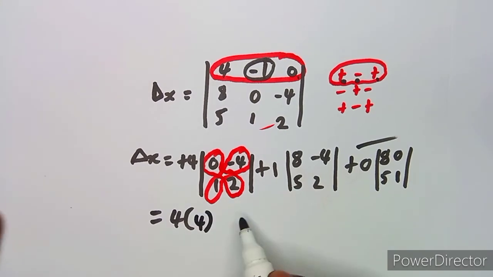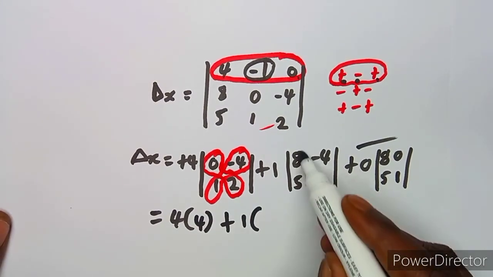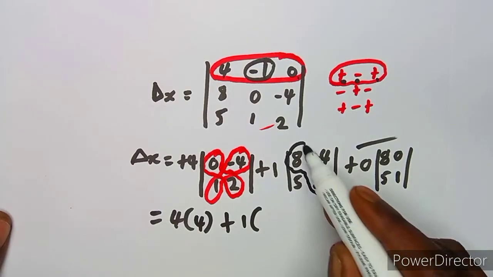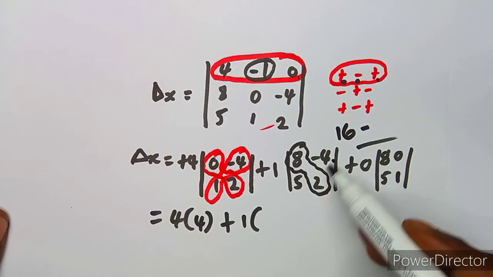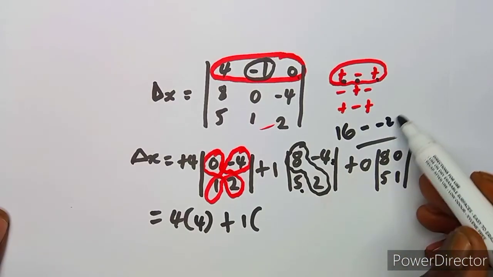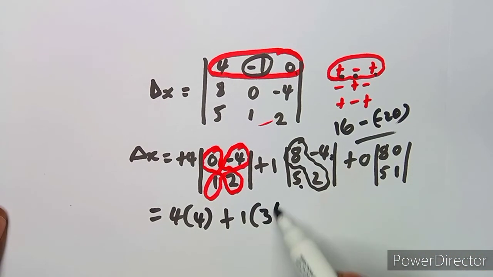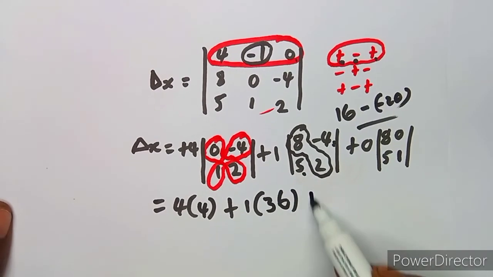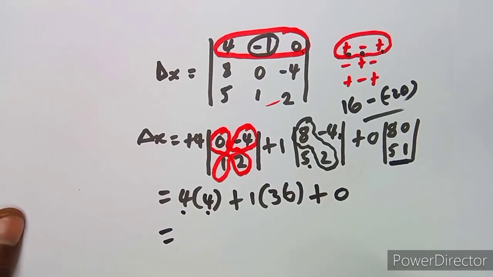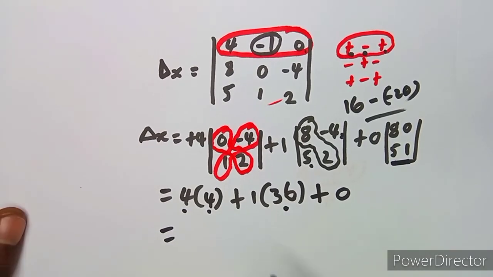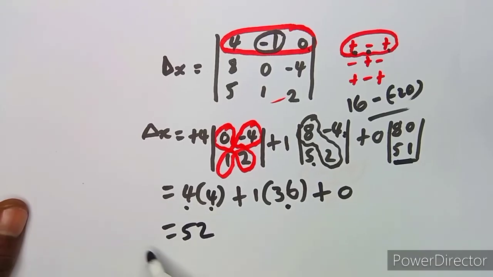So this is going to be times 4 plus 1 times, you do the same, 8 times 2, which is 16. So this is 16 minus 4 times 5, which is minus 20, which is going to give us 36, if I'm not mistaken, guys, plus this one. No matter what, you're going to have a 0 there. So 4 times 4, that's 16, plus 36, which is 52. All right, so that's our determinant with respect to x.